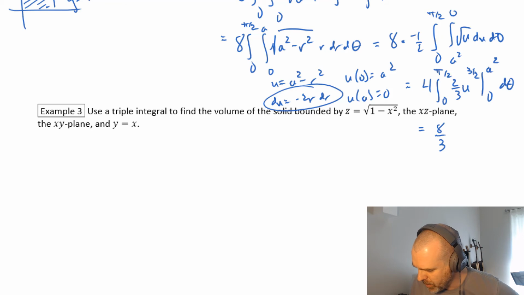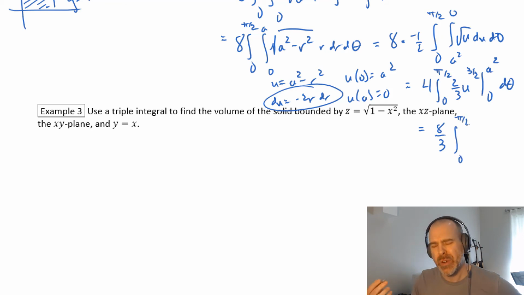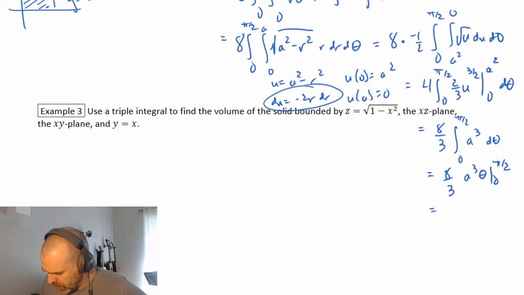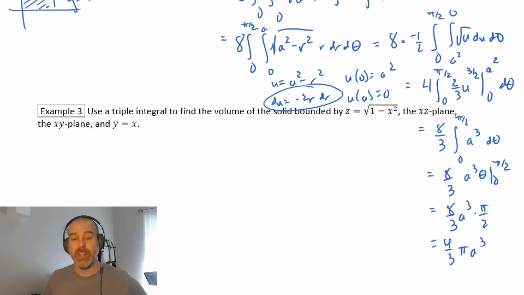8/3. And then we're going to plug in a squared, but then we're going to do to the 3/2. So that'll be a cubed d theta. Okay, that's 8/3 a cubed theta from 0 to pi over 2. So 8/3 a cubed times pi over 2. Oh, awesome. 4/3 pi a cubed, which is the volume of a sphere.